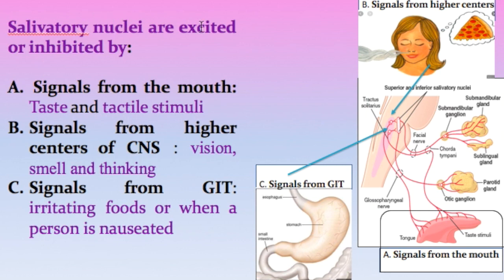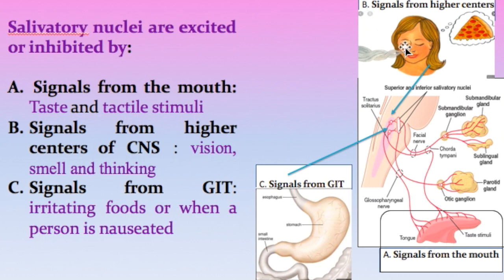Salivary nuclei are excited or inhibited by signals originating from three different parts. First, signals originating from the mouth. For example, there are two stimuli, taste stimuli and tactile stimuli. For taste stimuli, for example, sour taste will have an excitatory effect, while bitter taste has an inhibitory effect. And a smooth object in the mouth also has an excitatory effect.